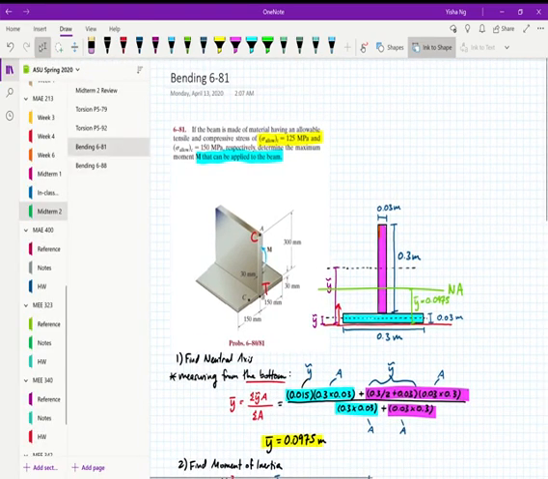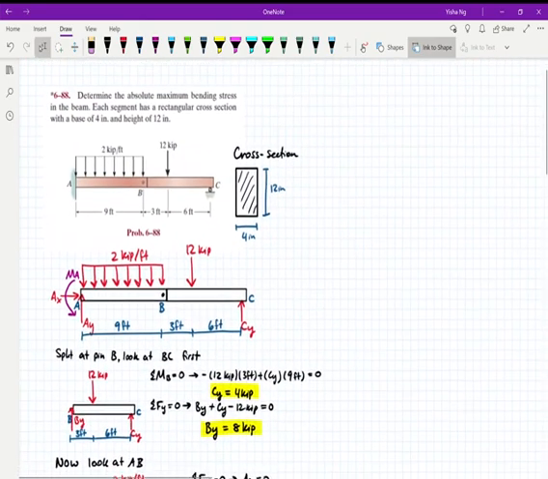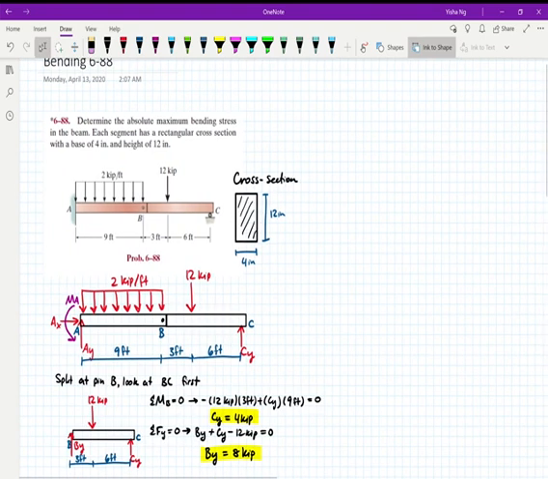All right, last problem. This is another bending problem. This is 6-88 from the book, and you've got this compound beam. It's pinned together here at B. And they're asking you to determine the absolute maximum bending stress in the beam.